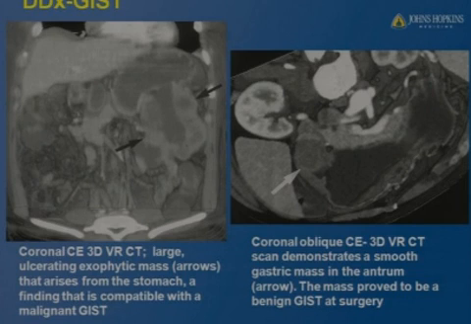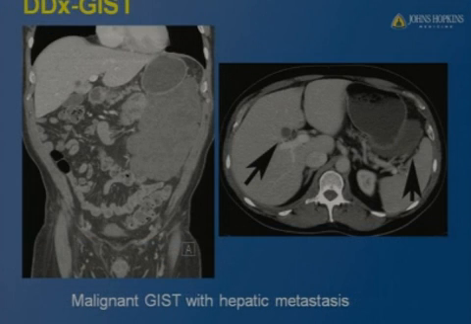These are two examples. On the left, we see a coronal contrast enhanced 3D volume rendered CT image. There is a large ulcerating exophytic mass arising from the stomach that was compatible with a malignant GIST. And on the right, we see a coronal oblique image of a smooth gastric mass in the antrum that was a benign GIST at surgery.